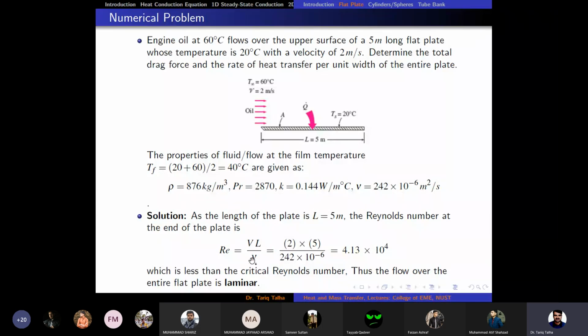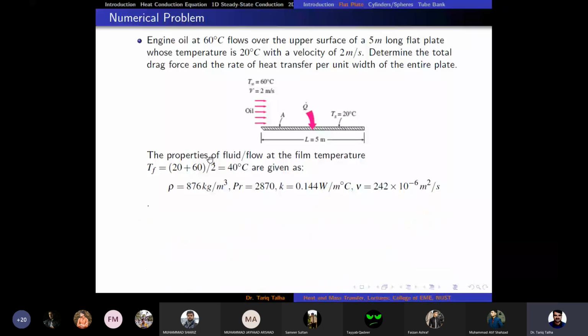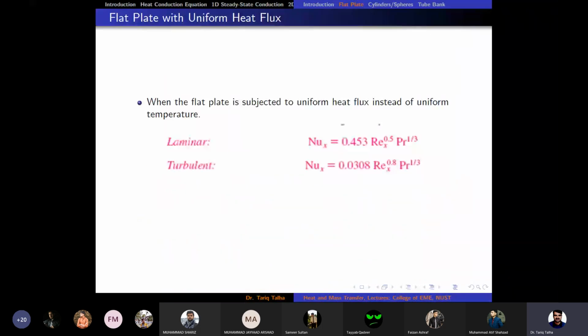The kinematic viscosity is given as 242 into 10 to the power minus 6. If we calculate that value, it comes out to be 41,300. So it is less than 5 lakh. Because it is less than 5 lakh, it means that the flow over this entire flat plate is totally laminar. So now we can use the correlation which we determined for laminar flow.